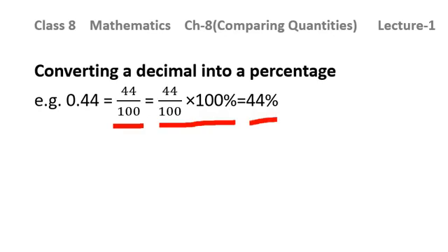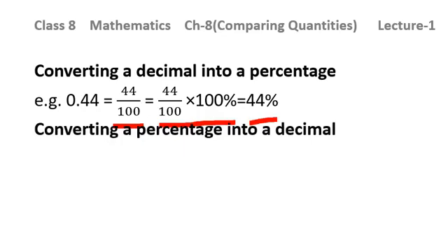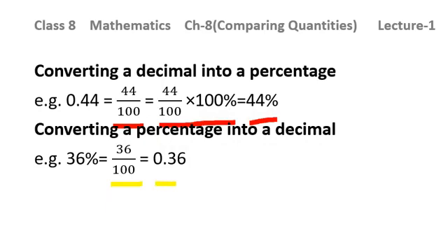Now vice versa, that is converting a percentage into a decimal. How will you proceed? For example, 36%, we need to convert it into a decimal. Simply convert it into a fraction, that will be 36 over 100. Since the percent sign is written, the denominator will be 100. So 36 over 100 will be equal to 0.36. This is the decimal notation of 36%.